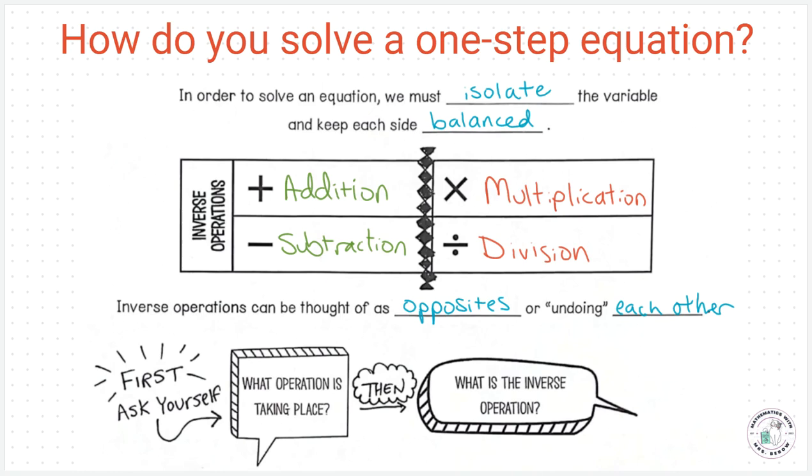So if I add 5 and then subtract 5, I end up back at 0. If I multiply by 2 and then divide by 2, I end up back at 1, right? You end up back where you started. So inverse operations can be thought of as opposites or undoing each other.